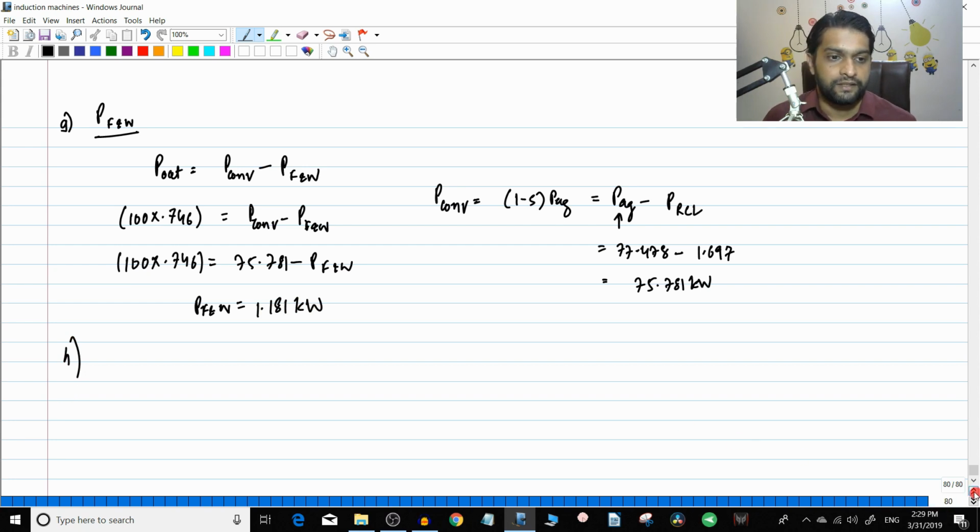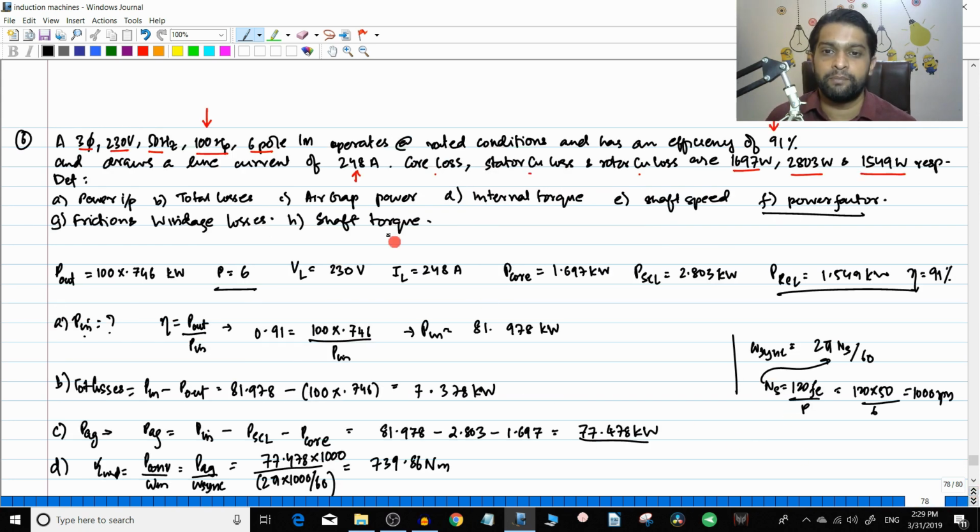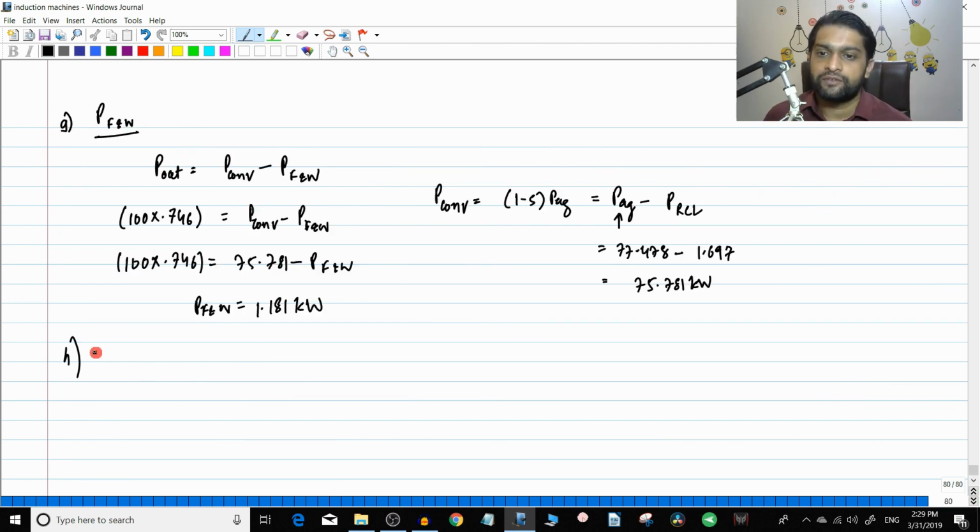Finally, the last part of the question, if you people haven't slept now, is finding the shaft torque. So P shaft. Shaft torque will be equal to the output power divided by omega m, where omega m will be equal to 2 pi Nm divided by 60.